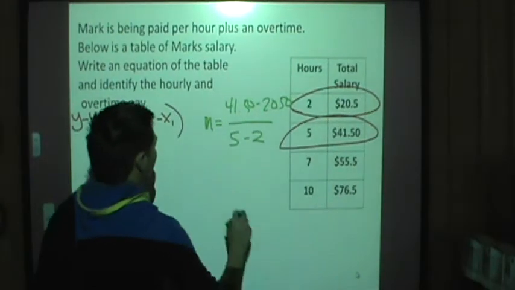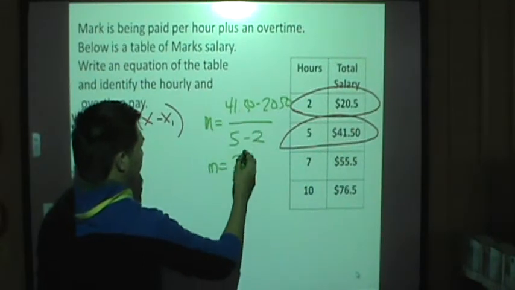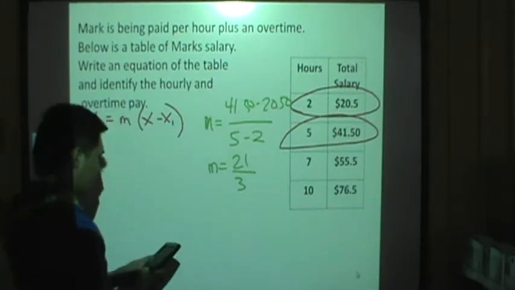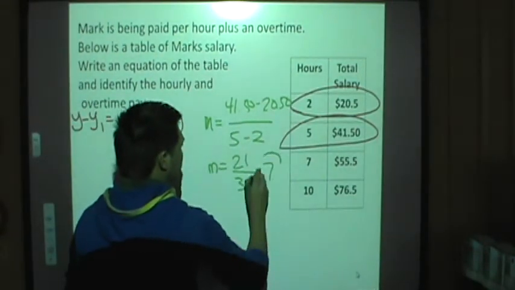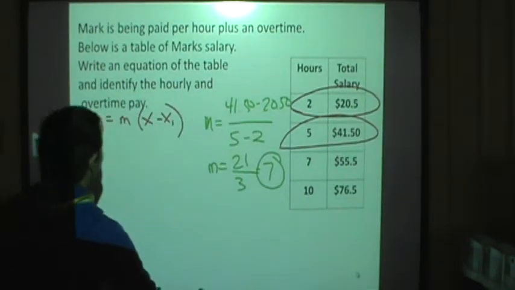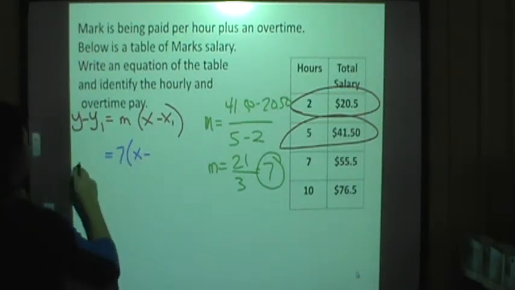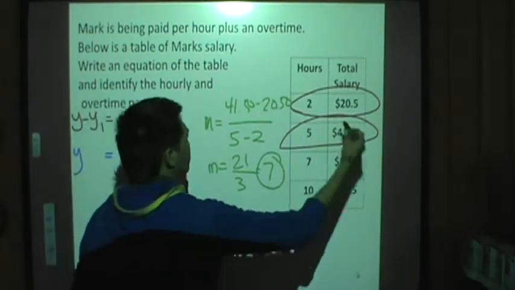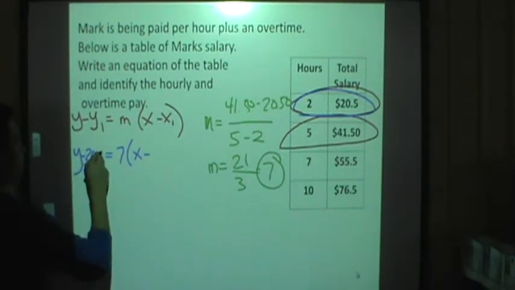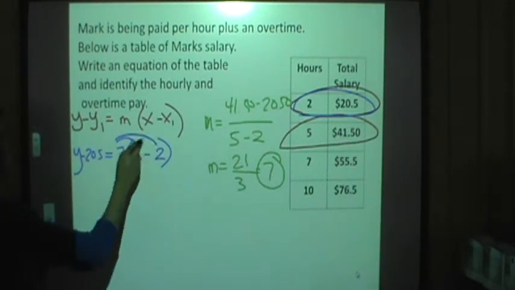Okay, here we have 21 divided by 3. 21 divided by 3 is 7. So the slope is 7. So that means we can now use 7 and then x minus. Now I'll use the first one for my y1 and then 2 for my x1, and then distribute again.